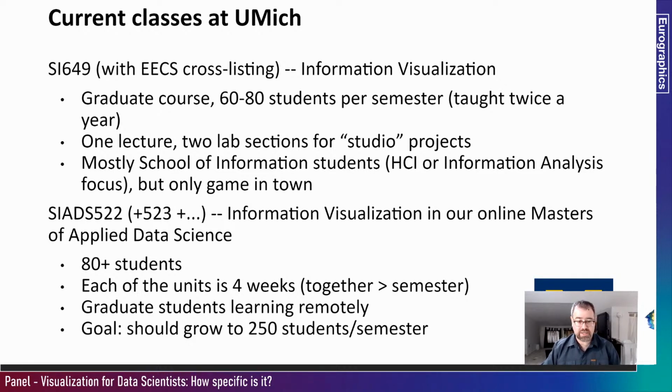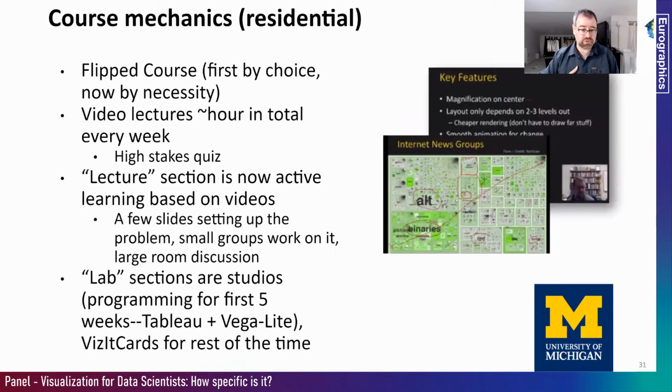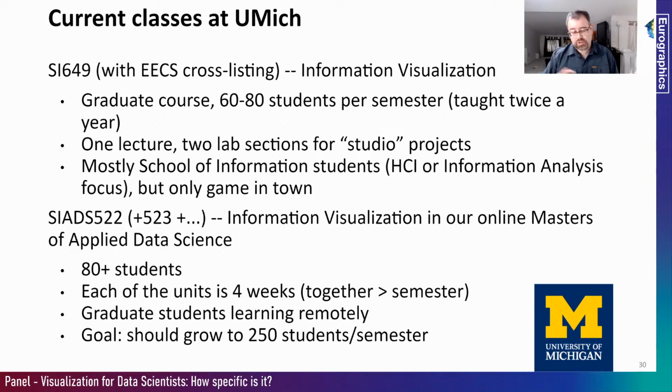The other thing that I'm teaching now is an online class, which is part of our online Masters of Applied Data Science, MADS, curriculum. What we did there is we divided our classes into 4-week chunks, and there's a lot of them, but for information visualization specifically, we have 4-week chunks: two on intro information visualization, advanced information visualization, communication using visualization, and then uncertainty in visualization. I'm teaching a couple of these. Right now it's about 80 students per semester, but it's intended to grow. This is our first year running this program. So these are graduate students learning remotely, and our goal is about 250 students.